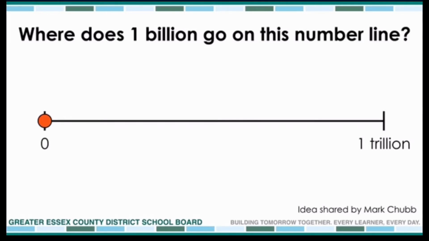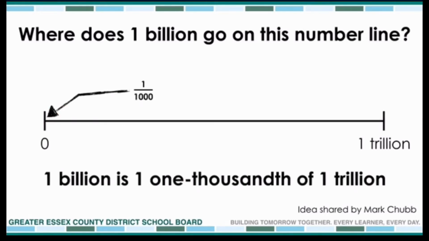So, what do you think? Do you think that a billion would go somewhere around here? Well, that would mean that 1 billion is half of 1 trillion. How about somewhere around here? Now, this might seem more reasonable. However, that would mean that 1 billion is 1/4 of 1 trillion. And that's not quite accurate either. How about here? Nope. When we really think about it, 1 billion is 1/1000th of a trillion. In other words, there are 1,000 billions in 1 trillion.